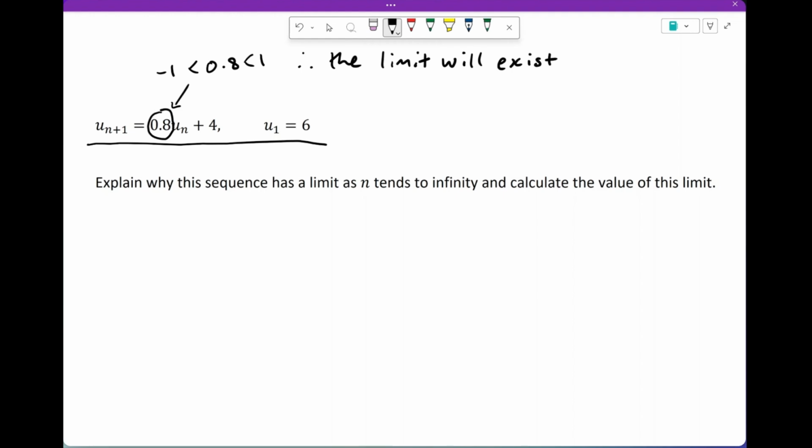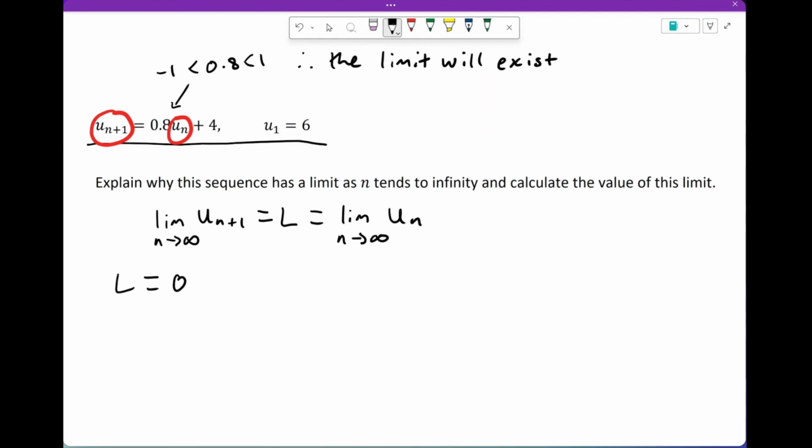So what I need to do is go to both of my subscript terms, the u_n+1 and the u_n, and replace them with an L, because the limit as n tends to infinity of u_n+1 is equal to L, which is also equal to the limit as n tends to infinity of u_n. So I would get L is equal to 0.8L plus 4. And then I can just rearrange and solve. Let's subtract the 0.8L to the other side. So I'd get 0.2L is equal to 4.